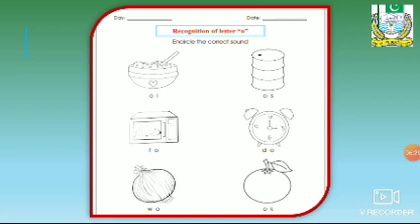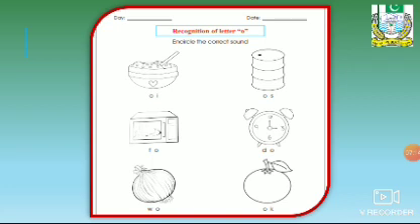Now next picture is a drum of oil. It looks like a drum of oil. So beginning sound of oil is O. So we are going to circle the sound O. Next picture is clock. O'clock. So we are going to circle O. Last picture is picture of orange. Favorite fruit of all. So we are going to circle the sound O because beginning sound of orange is O.